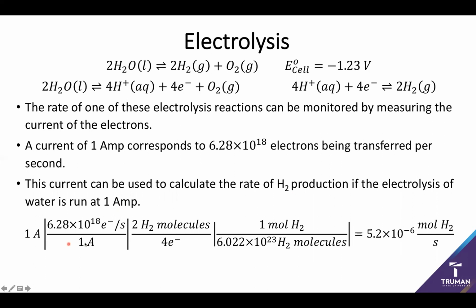So if I've got 1 amp, that's equivalent to about 6 times 10 to the 18th electrons being transferred per second. Well, for every 4 electrons I transfer, this means that I'm going to make 2 hydrogen molecules. However, I don't want to figure out the number of molecules produced, so let's go to the more convenient moles. To do that, I need Avogadro's number, and I can go from molecules of hydrogen to moles of hydrogen. So it turns out if I have a current of 1 amp, I'd end up producing about 5 times 10 to the -7 moles of hydrogen per second, or about 5 micromoles of hydrogen per second, which, while not huge, if you scale it up to the minute level, starts to become respectable.